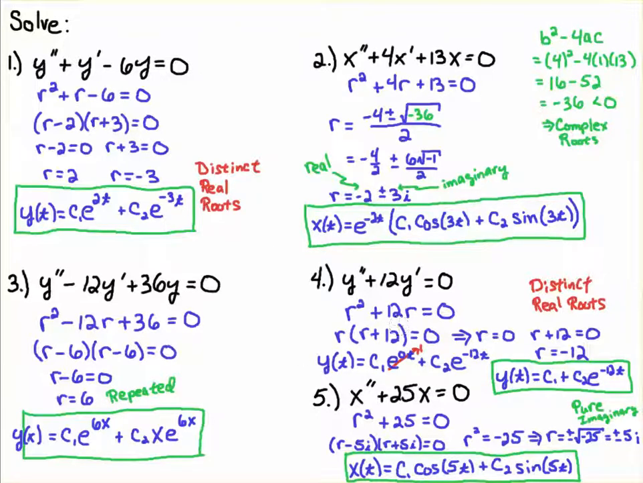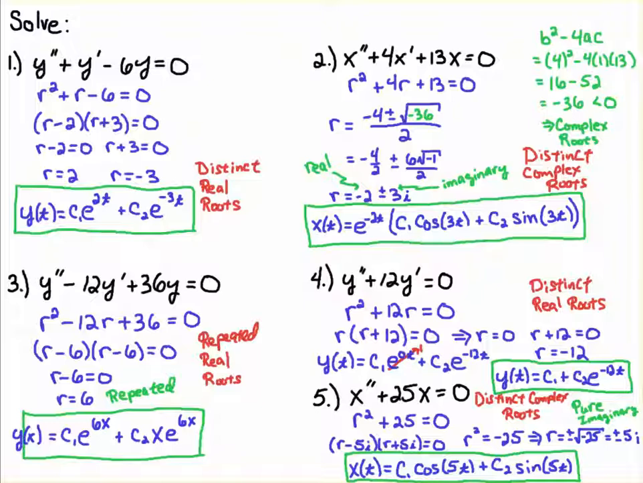Okay, so just to recap, problems 1 and 4 are the cases of distinct real roots. And you see the solutions will just involve exponentials with the distinct real roots for the exponents. Then you have distinct complex roots. So again, the word distinct comes up again. Here we have a real part, so we get an e to the minus 2t. In number 5, we do not get a real part, so we put e to the 0t, which is simply 1. And then the third case is repeated real roots.